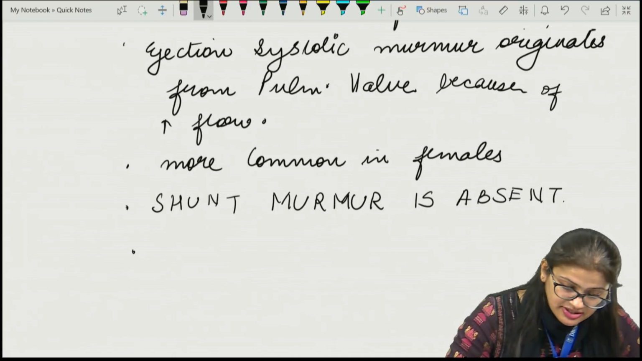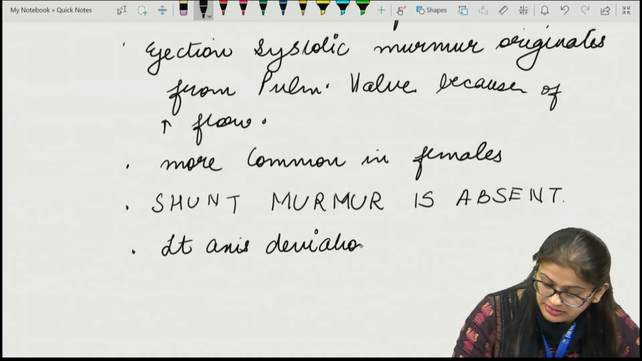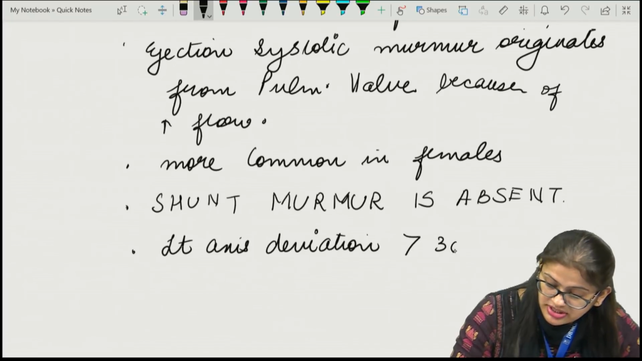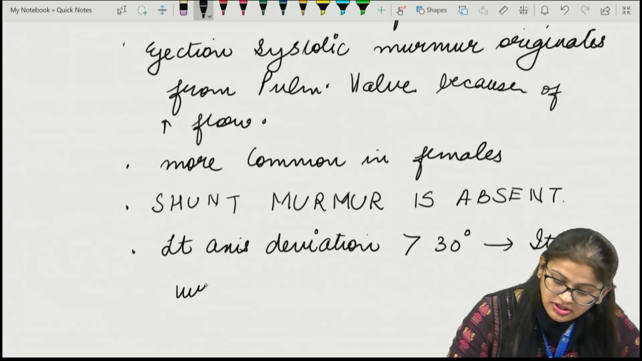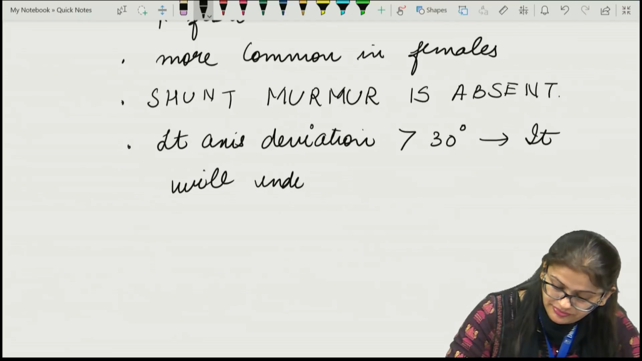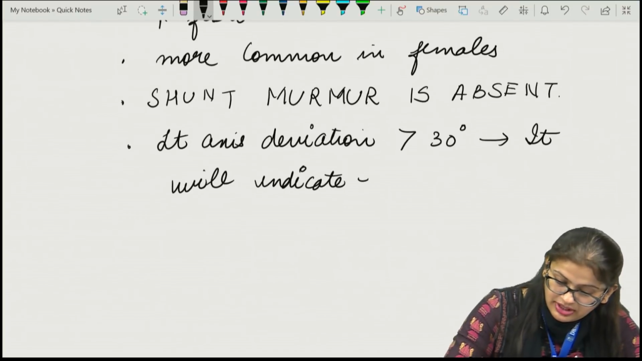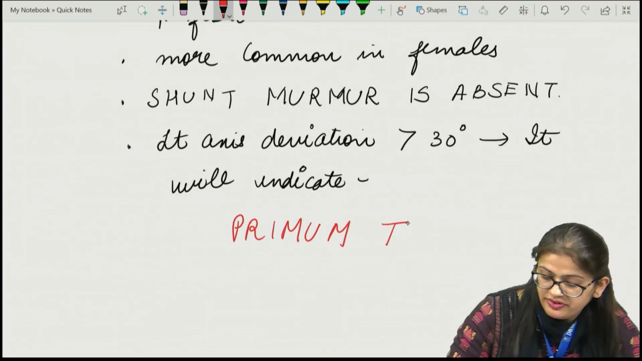And in case there is a left axis deviation which is more than 30 degrees, it will indicate that there is a primum type of ASD. So a left axis deviation of more than 30 degrees indicates a primum type of ASD.